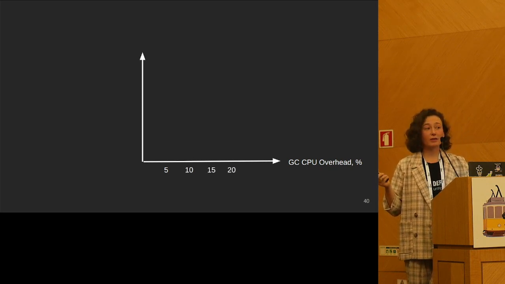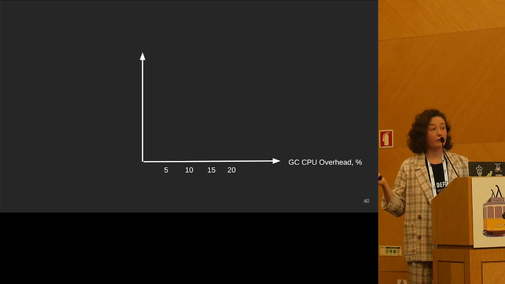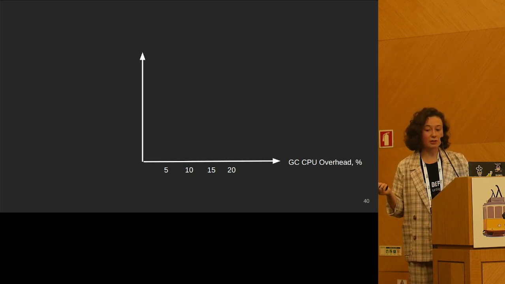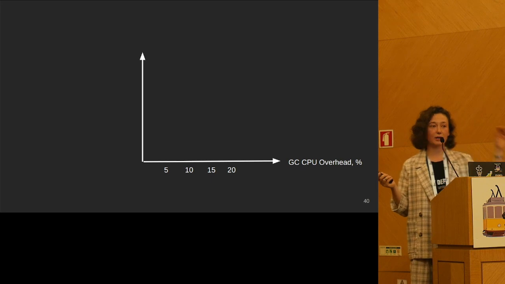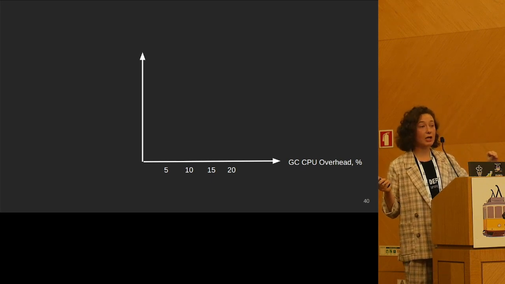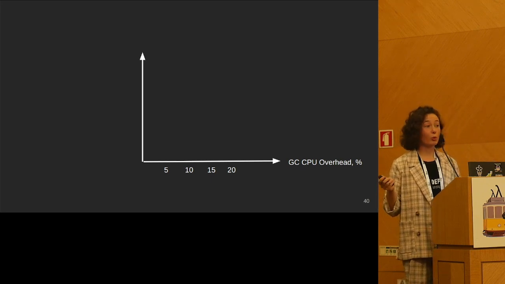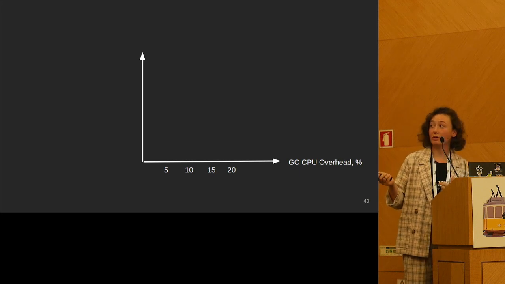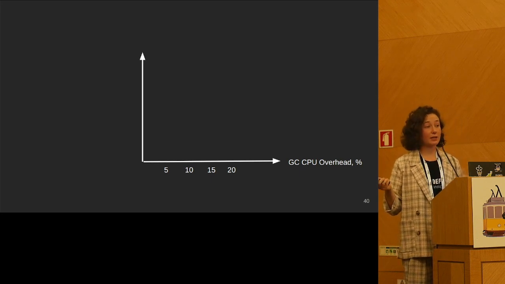There is nothing that prevents you from going above this. We didn't do it in the paper because ZGC, again, is a low latency collector. So we think that there is absolutely no point to run it with more than 20% because it might affect latency. But again, you can do it.